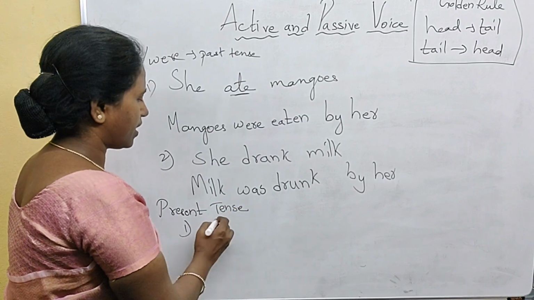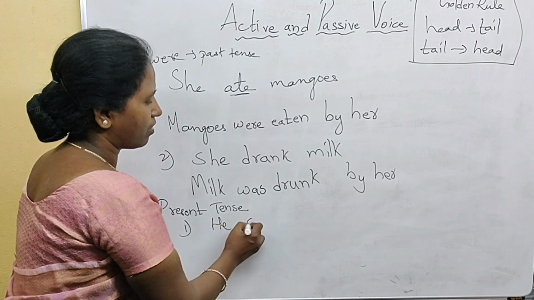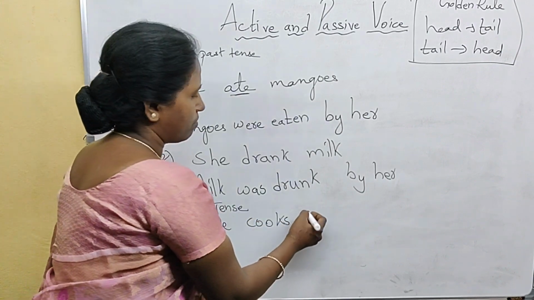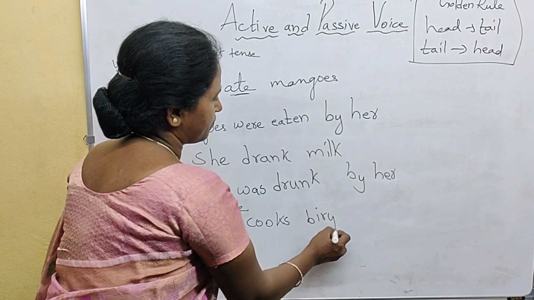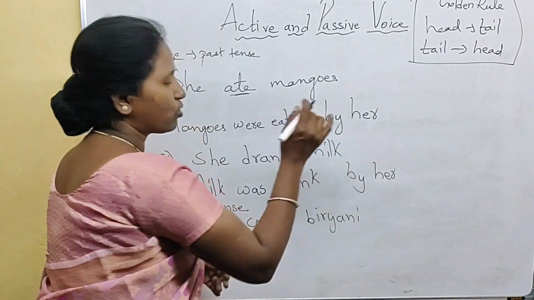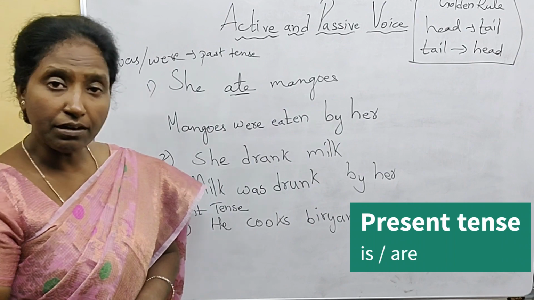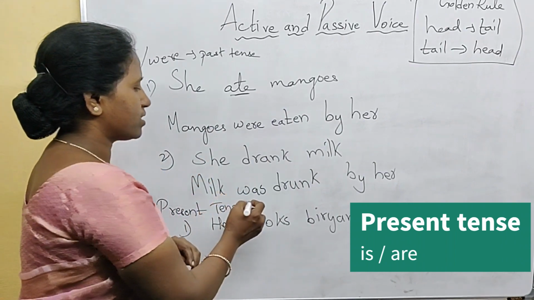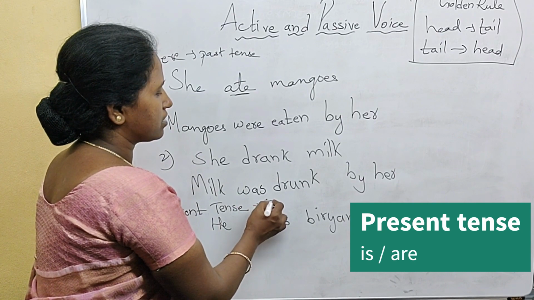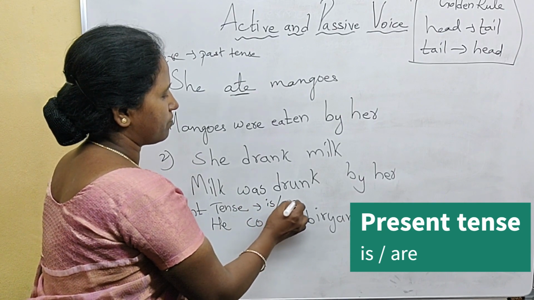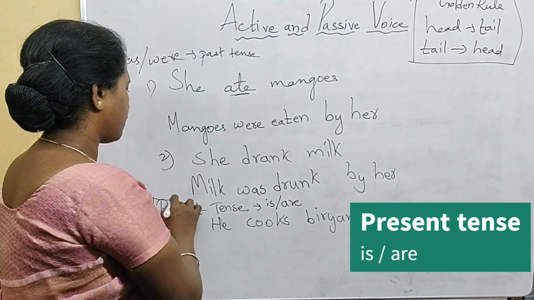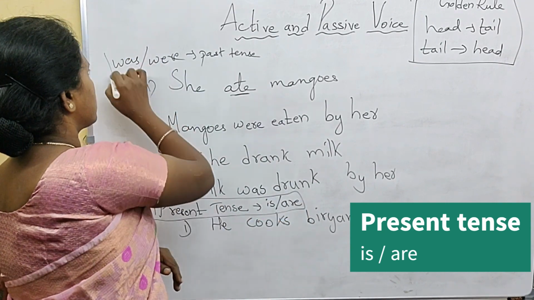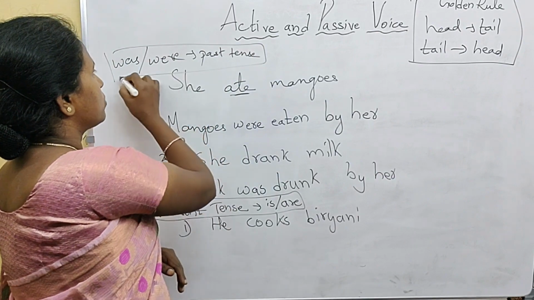Okay. If I say, he cooks biryani. He cooks biryani. This is present tense. If you see present tense, your choice is is or are. If you use past tense, was or were.